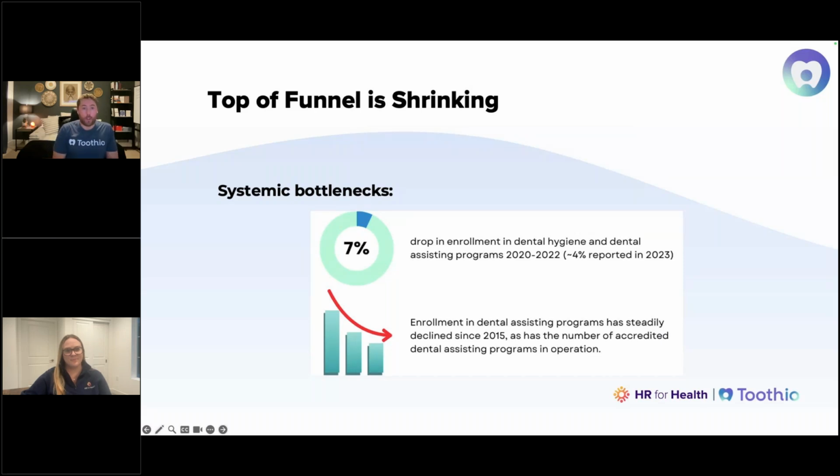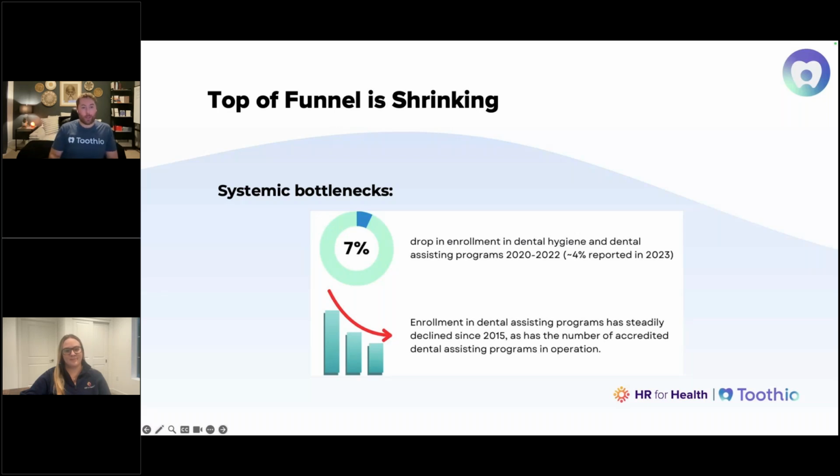The top of funnel is shrinking. So we've seen a dramatic decrease in enrollment in dental hygiene schools, and we've actually seen a decrease in the total number of assisting schools, not just enrollment, but in the total number of assisting schools that are out there, which is probably an indicator that there's not enough new assistants that are coming in to justify keeping those schools operational.